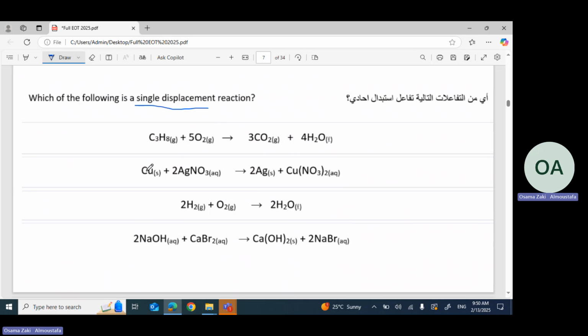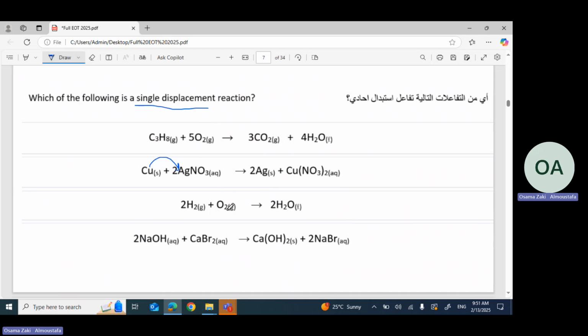The second one, let's check this second one. We have element, compound, element, compound. So this is a single replacement. And you can check here, look at Cu. Cu kicked out Ag. So Ag is out. But look, Cu sits here in the place of Ag. So as you see, Cu and NO3. Let's move to the third one.